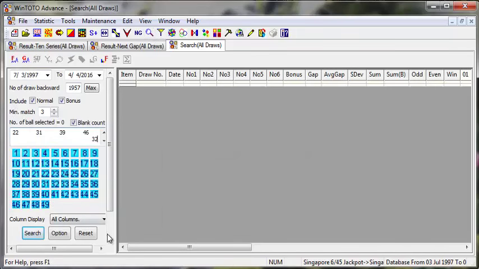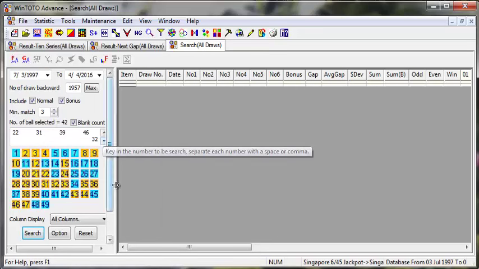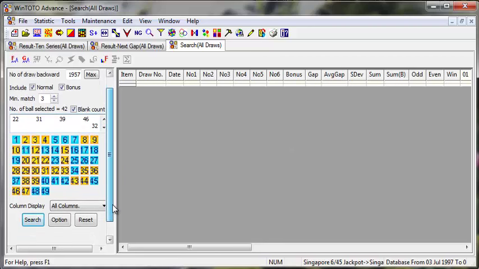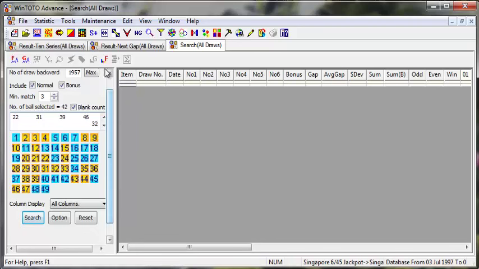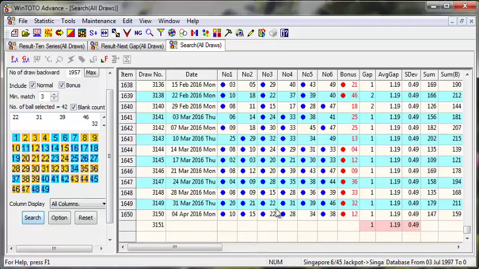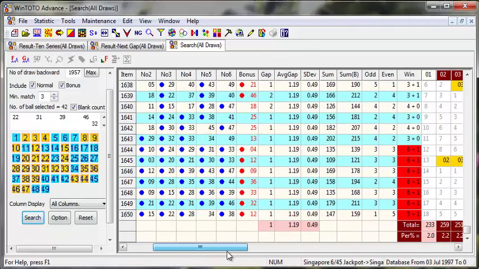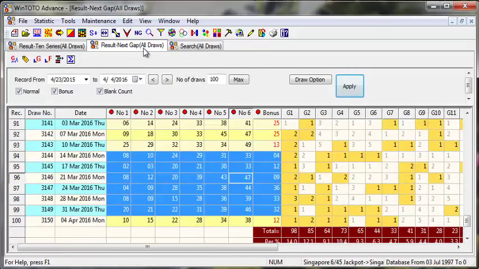So how many numbers are here? Good question. Let's take a look. Altogether, how many numbers? As you can see here, the number of numbers selected is 42 numbers. If you do a search, you can see that true enough, they have 5 plus 1 winning numbers inside, 6 winning numbers inside.